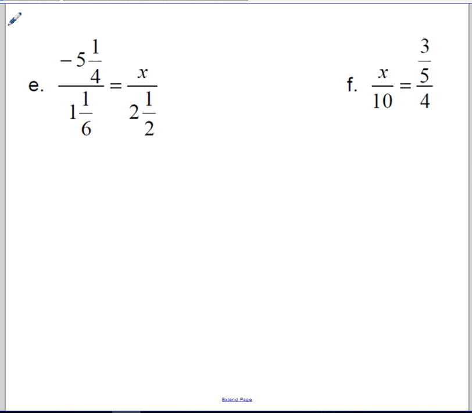Here's some more problems with fractions. Notice we have some mixed numbers, so when we rewrite it, let's go ahead and put those mixed numbers into improper fractions. So our 1 and 1/6 is across from x. 1 and 1/6 is the same as 7/6.